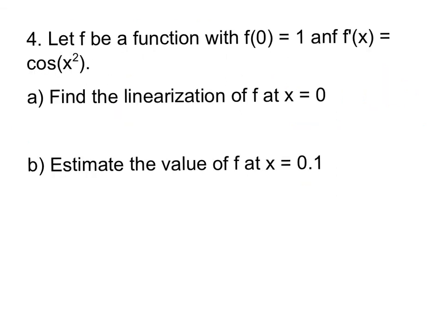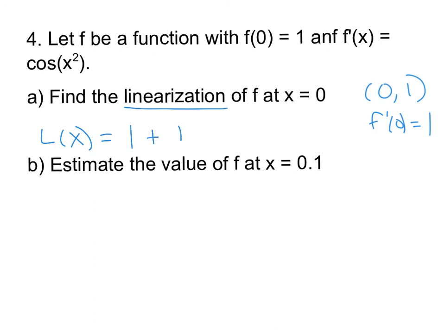All right, here's another one. Pause and try on your own. Find the linearization at x equals 0. So again, we are looking at L of x equals... let's see, we need f prime of 0. That's cosine of 0, which is 1. So L of x equals my y value plus 1x, so 1 plus x. That means to estimate L of 0.1 would be 1.1.